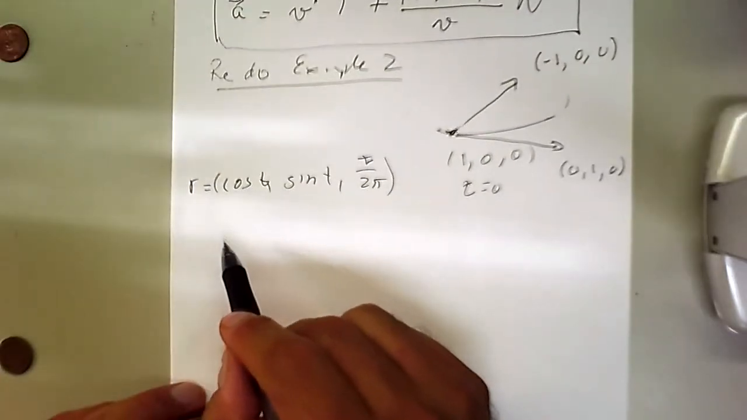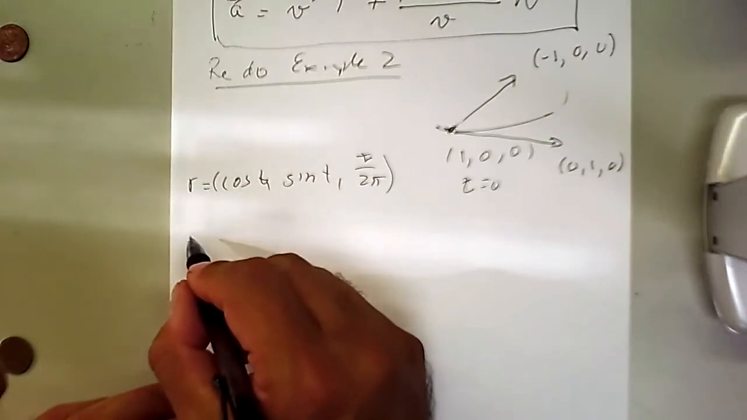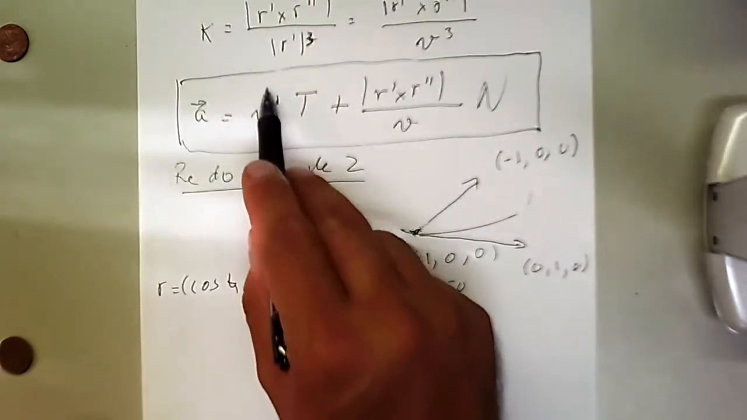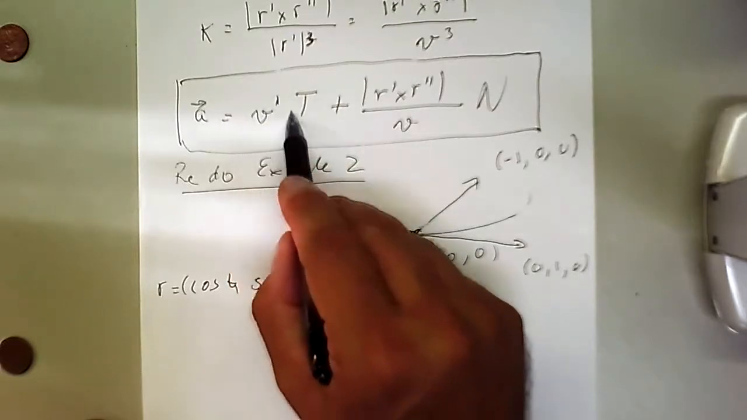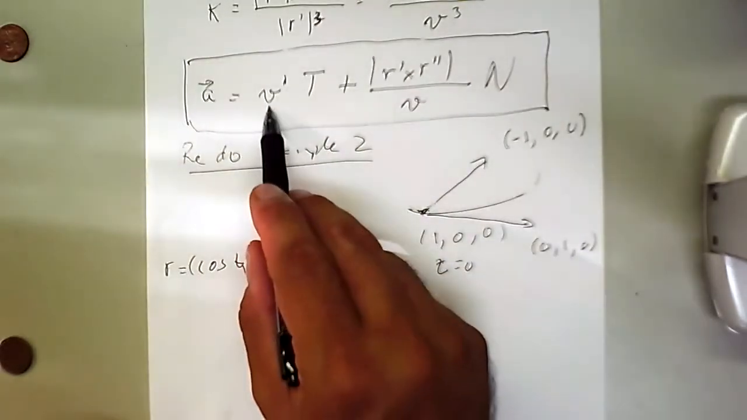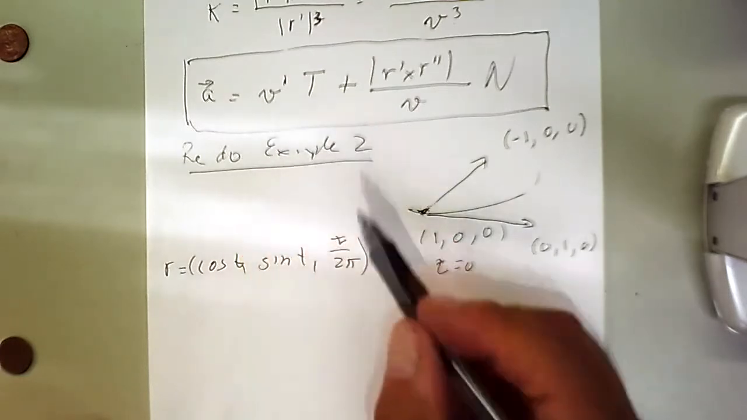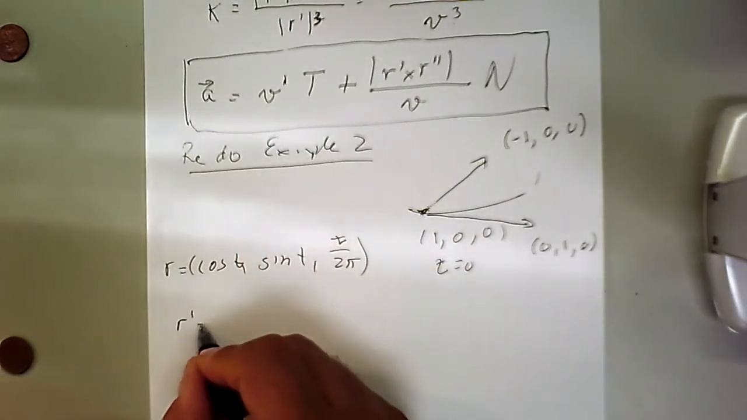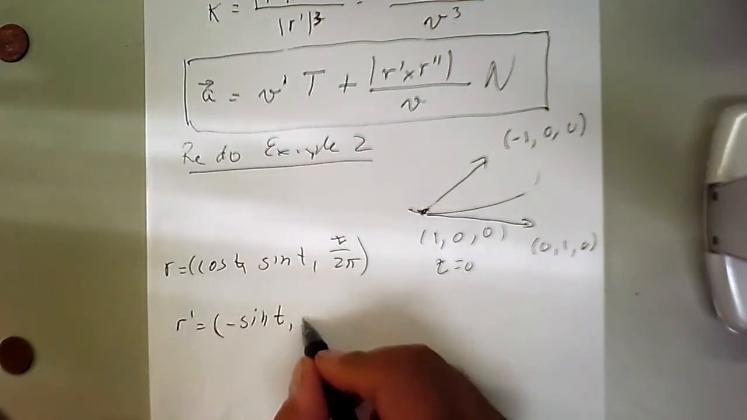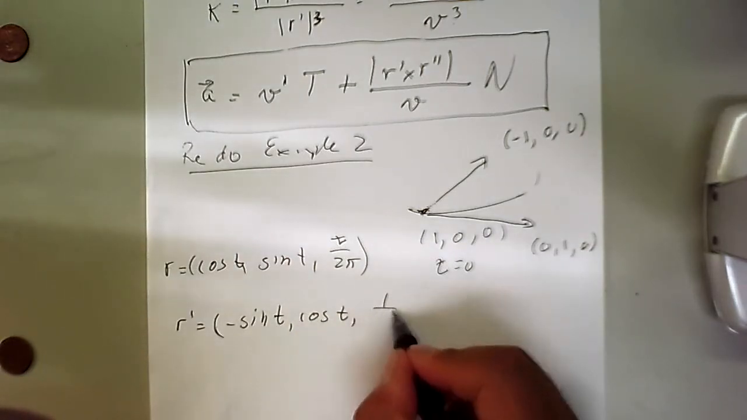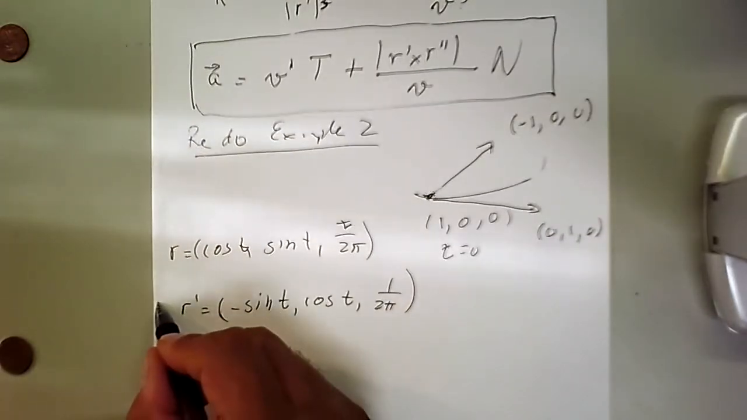I guess an ellipse would have a center, but anyway, let's find the tangential component of the acceleration. So first we need to know v. In order to find v, we need r prime. So r prime is going to be negative sine of t, cosine of t, 1 over 2 pi. That's v.